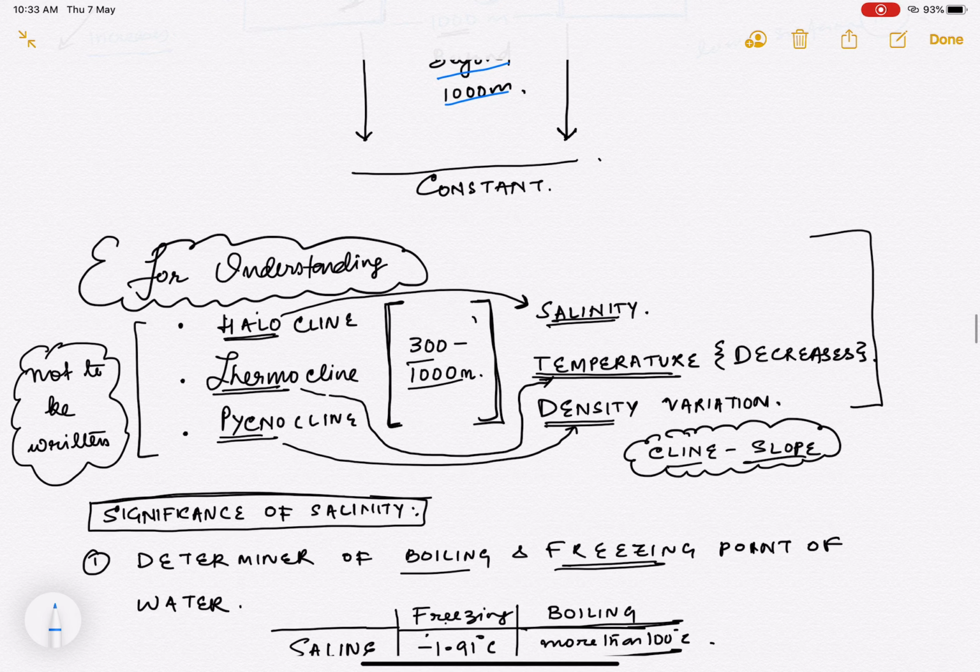Next, for your understanding, what is this halocline zone, what is this thermocline zone, and what is this pycnocline zone? Remember that this is not to be written. Most of you are randomly and blindly writing whatever I have written in the notes. You are not even thinking about what to write and what not to write. Remember that if you write without understanding, you will remember it for a very short period of time.